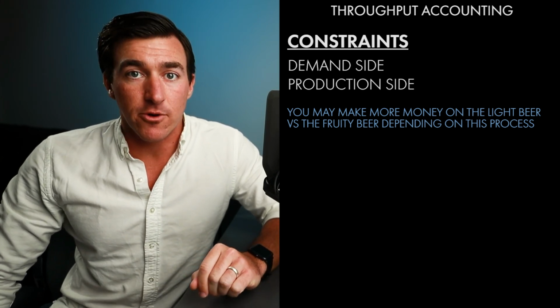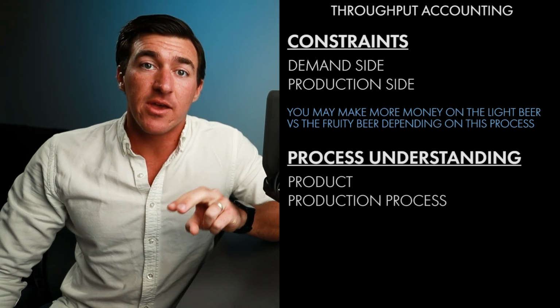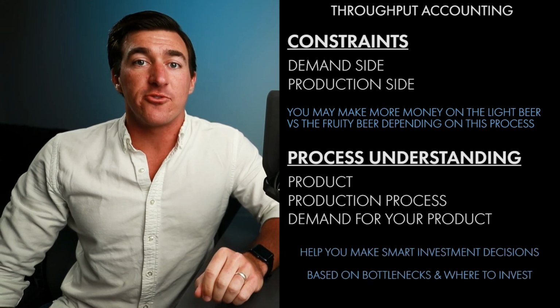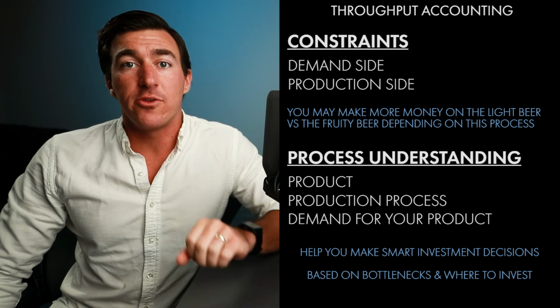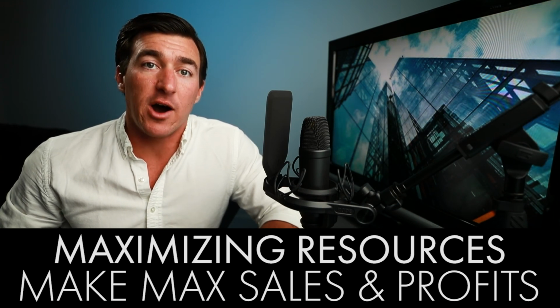This is just all hypothetical, of course, but now you might have a better idea of how your understanding of the product, your production process, and the demand for your product can really help you make smart investment decisions and help you understand bottlenecks and where to invest your future dollars. Throughput analysis is all about maximizing your resources in order to make the most amount of sales and profit you possibly can. Remember, it takes into account things like bottlenecks and throughput profit, which is just the sales price minus direct costs. Now, with that under your belt, let's continue on to the next topic of interest in managerial accounting, which is cost volume profit analysis.